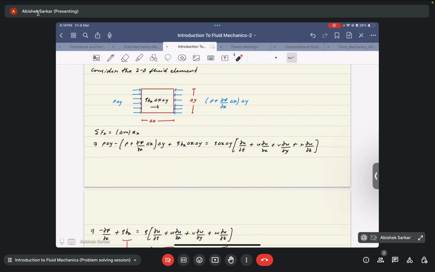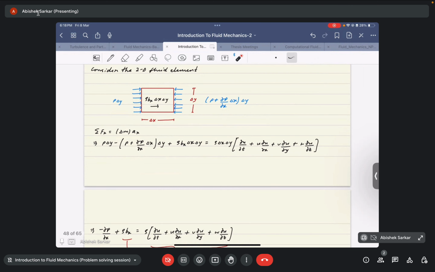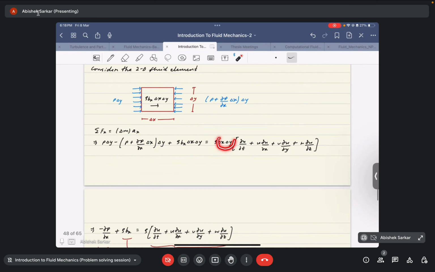So the net forces would be P delta y on this surface, then minus (P plus ∂P/∂x into delta x) into delta y on this surface, with the minus sign because of the direction of the force applied, and plus rho bx delta x delta y, that is the body force that acts on this fluid element along the positive x direction, that's why a positive sign. Then m ax denotes the net inertia force, so it is given by rho delta x into delta y into 1, to consider the depth along the z direction, that would comprise the volume of the fluid element.